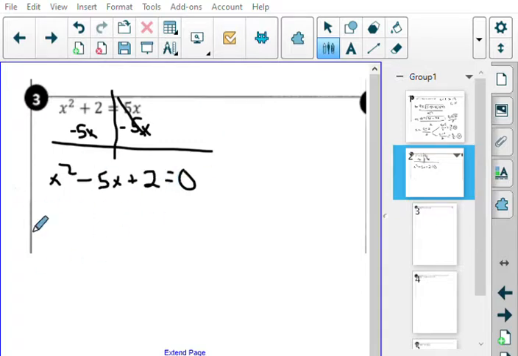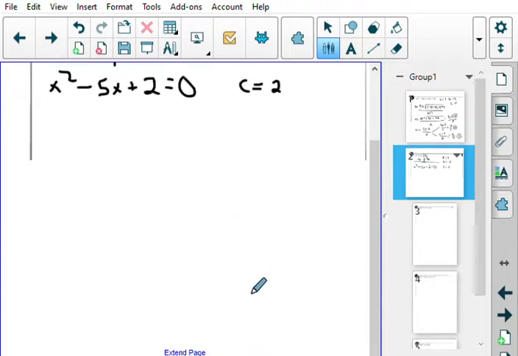Now, obviously, this is not a problem that we can factor because there's no two numbers that multiply to 2 that add to negative 5. So I'm not even going to try to factor it because it won't work. So the only thing I can do here is do my quadratic formula. Use A is 1, B is negative 5, and C is positive 2.